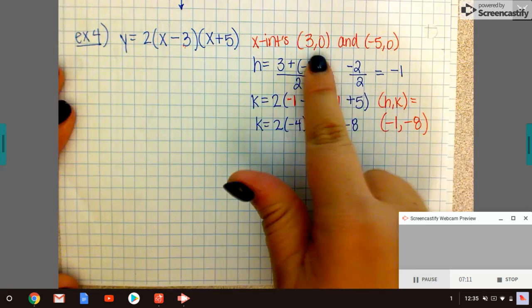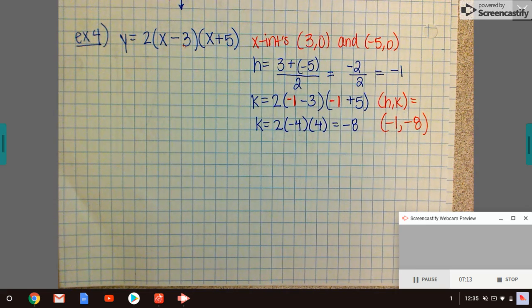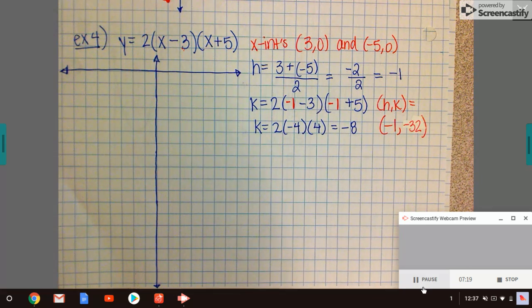And I've also got 2 x-intercepts. So we've got 3 points to graph at this point. I'm going to pause my screen again, get my coordinate plane going, and then we'll catch up. All right, so coming back, we have to fix this number. We should have negative 32. That was my bad.